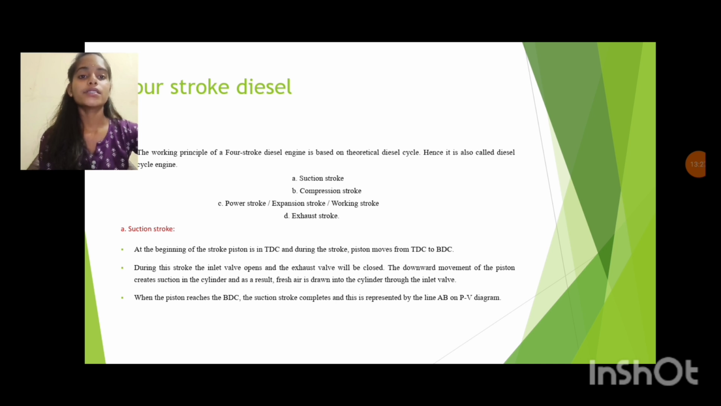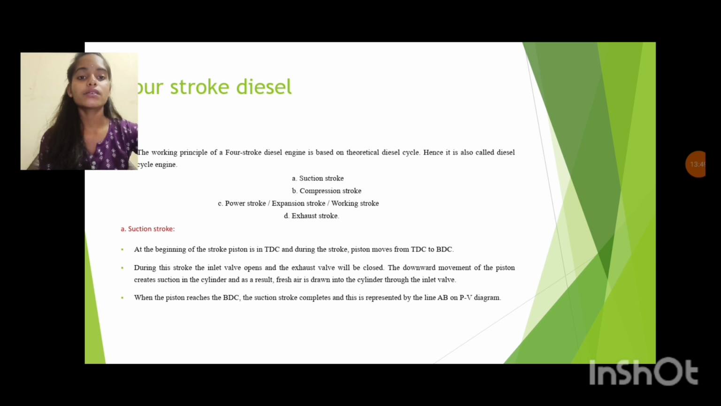Four-stroke diesel engine. The working principle of the four-stroke diesel engine is based on the theoretical diesel cycle, hence it is also called the diesel cycle engine. It is divided into four strokes: suction stroke, compression stroke, power stroke, and exhaust stroke.